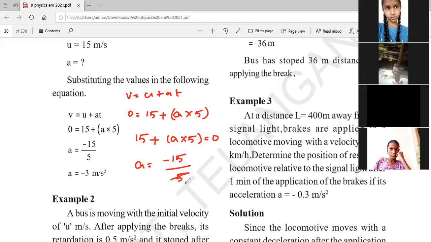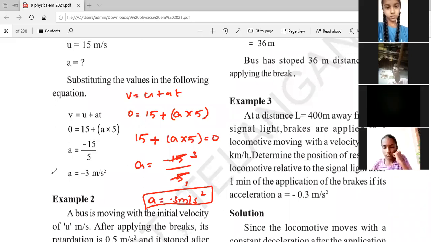Okay, so 5 ones are 5, 5 threes are 15. So a equals minus 3 meter per second square. Why did we get minus here? Because the person applied the brakes, so the speed of the car is decreasing. That's why we got minus here. Retardation or deceleration will give negative values. So the speed of the car is decreasing, that's why we got minus here for retardation.